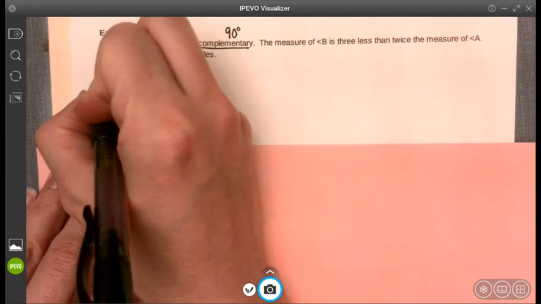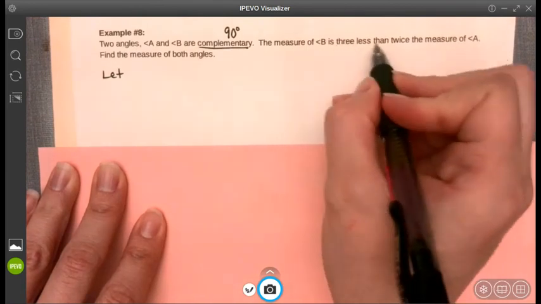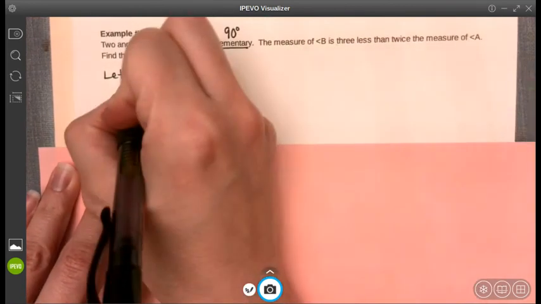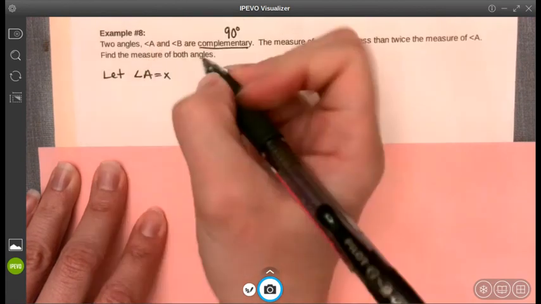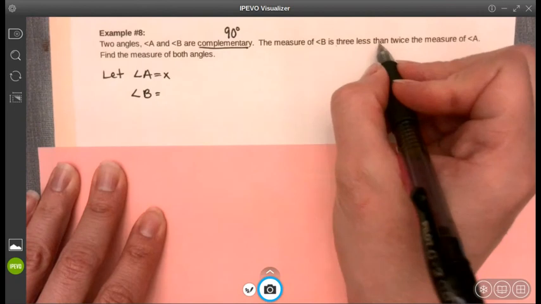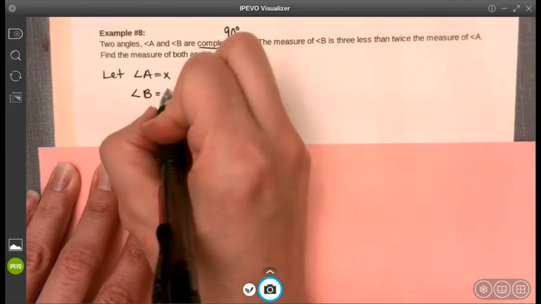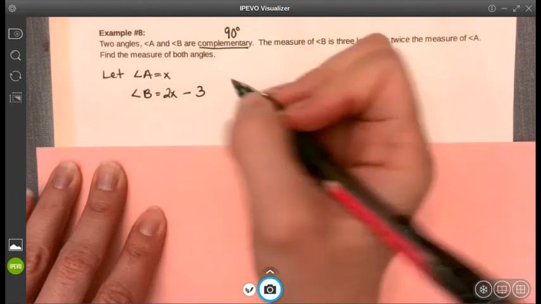So this is kind of reminding me of a let statement. Which one am I going to call x? Well, if B is 3 less than twice the measure of angle A, I'm going to call the measure of angle A just x. And then the measure of angle B is 3 less than, so that's subtract, twice the measure of angle A, so that's 2x minus 3.